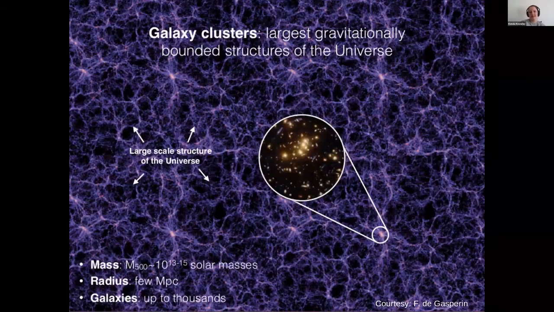So galaxy clusters are the largest gravitationally bound structures that we know of in the universe. They are found at the nodes of the cosmic web. So this background image here is from the Millennium simulation, showing the growth of dark matter in the universe, and clusters are found at the intersection of a bunch of filaments. And the masses cover quite a range, anything from 10^13 to 10^15 solar masses, and they are obviously made up of constituent galaxies.